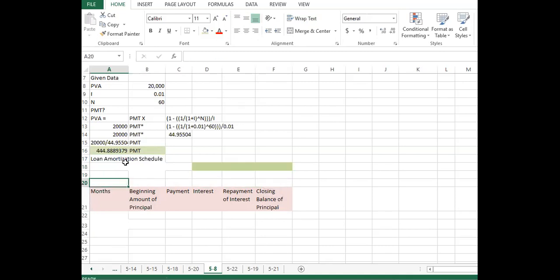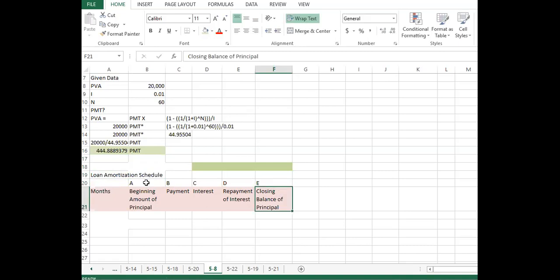Okay, class. You can call this column A, this is B, C, D, and E. Here we have month. Suppose we are going to calculate interest and repayment of principal for 5 months: 1, 2, 3, 4, 5.